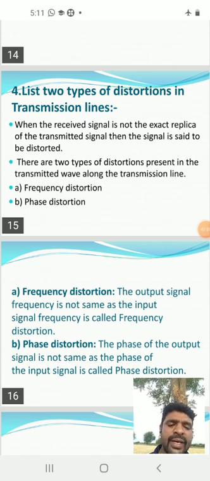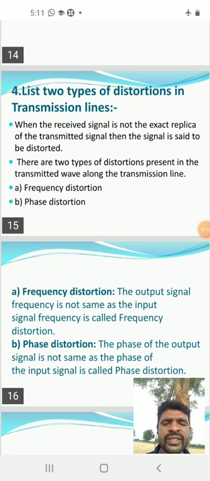Frequency distortion means the output signal frequency is not the same as the input signal frequency. That means when the output signal frequency is not the same as the input signal frequency, the signal is called a frequency distorted signal.